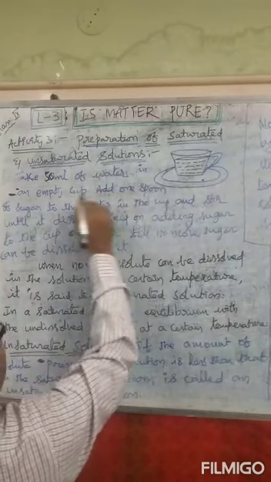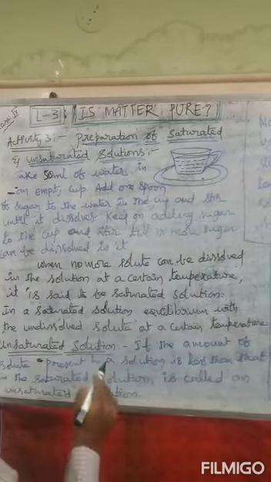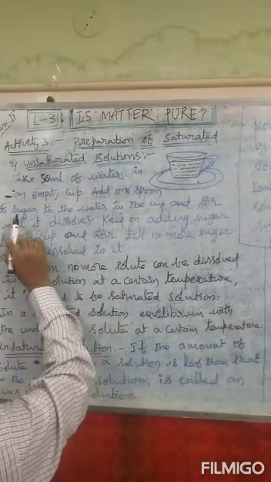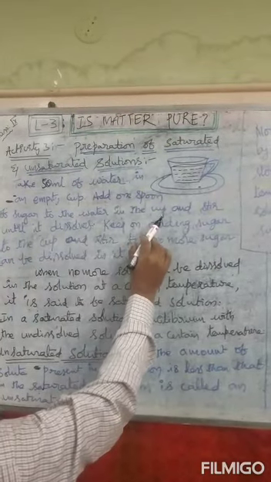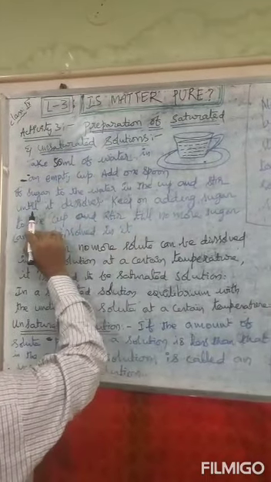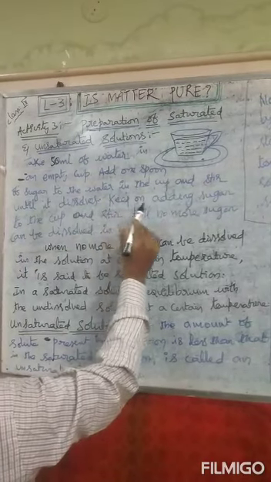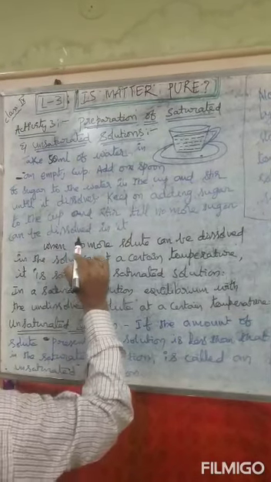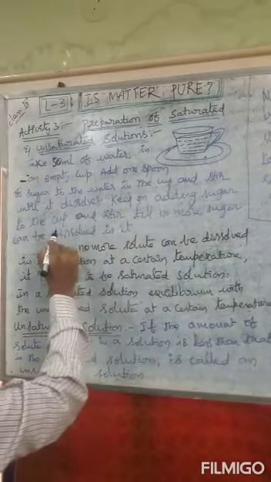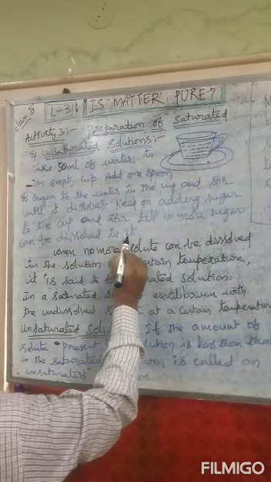Take 50 ml of water in an empty cup. Add 1 spoon of sugar to the water in the cup and stir until it dissolves. Keep on adding sugar to the cup, and stir till no more sugar can be dissolved in it.